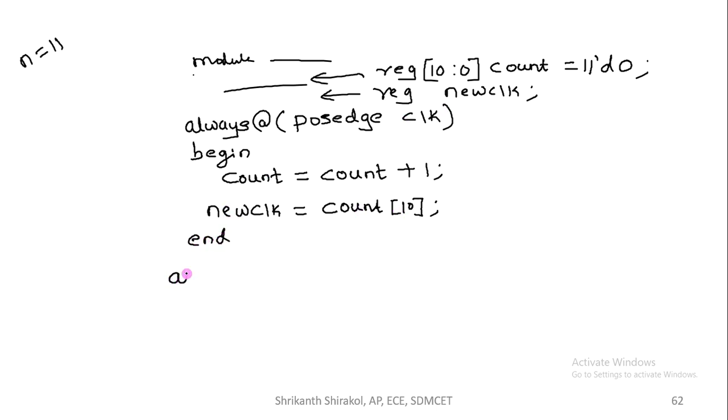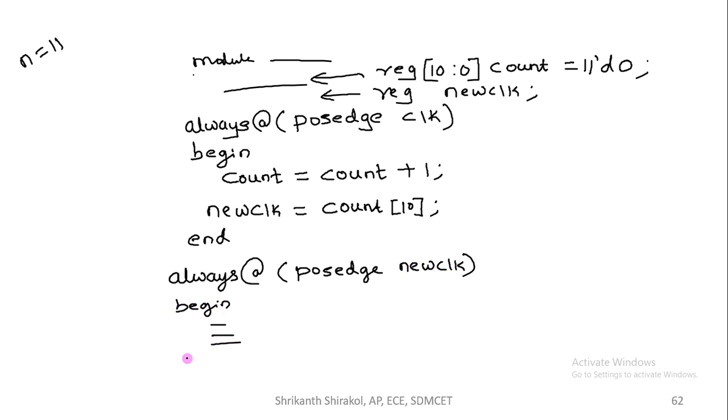Now we take the further code as it is: always at posedge of, posedge of what? Posedge of new clock. I'm taking new clock now. Begin, and go on writing all the things. End this always block and end module. So this new clock is the frequency divided clock.